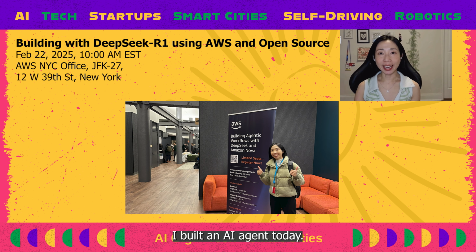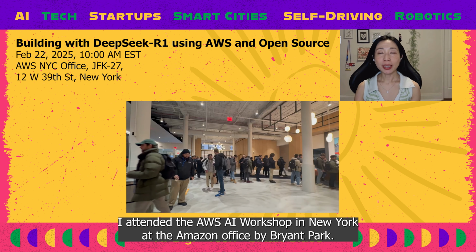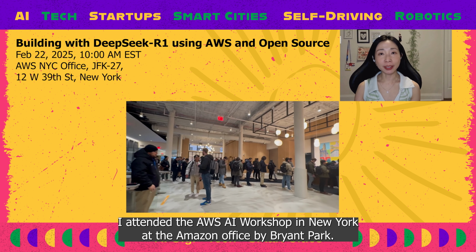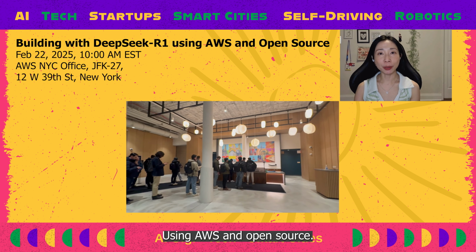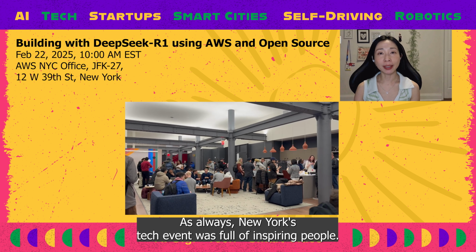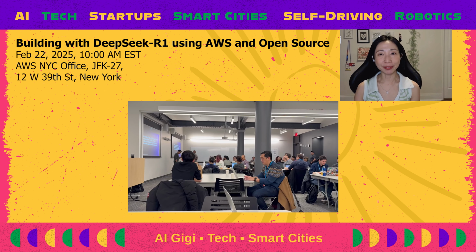I built an AI agent today. I attended the AWS AI workshop in New York at the Amazon office by Bryant Park. The event, Building with DeepSeek, was done using AWS and open source. As always, New York's tech event was full of inspiring people.